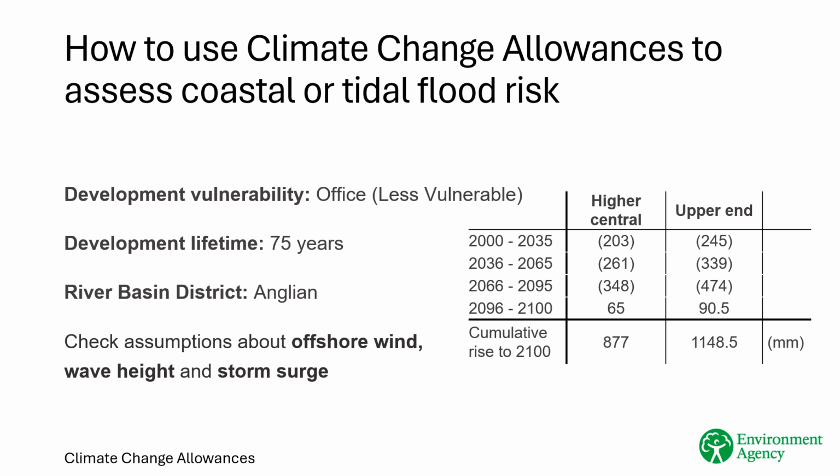Finally, you'll need to calculate the allowance for 5 years into the final epoch to take you to 2100. To do this, multiply the annual allowance of 13 millimetres by 5 to give you 65 millimetres. Add this to the running total figure from the first 3 epochs to give you 877 millimetres over the expected lifetime of the development.